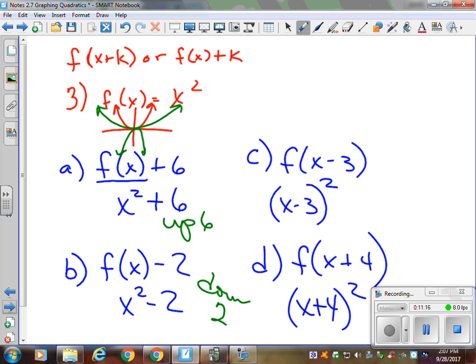So the key here is, when you look at these problems, they slide around. So which way did these go? What did the x minus 3 do to the question? Move to the right? Is that what you said?